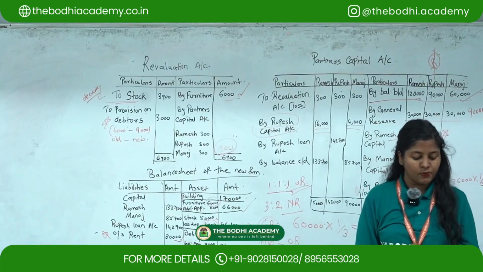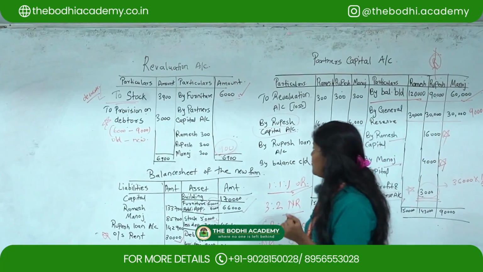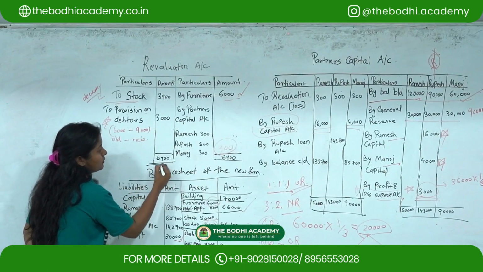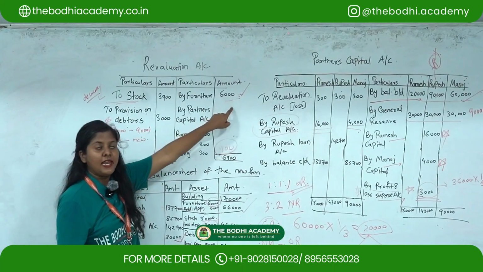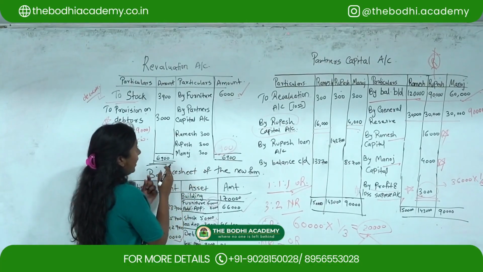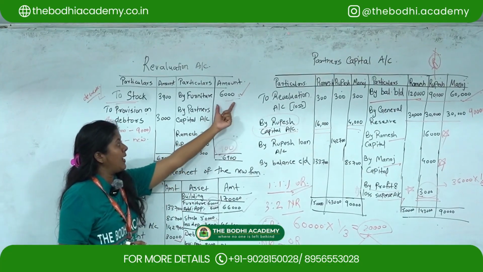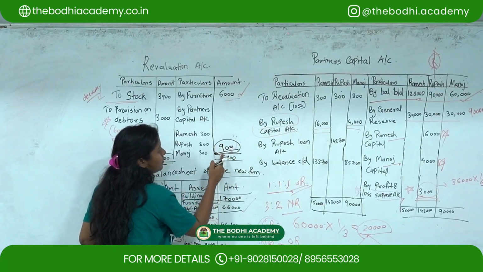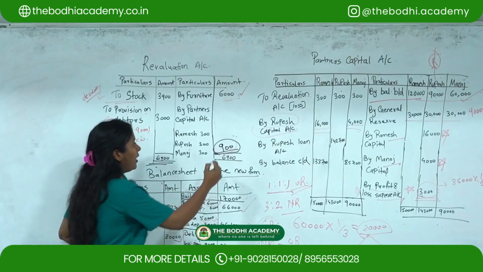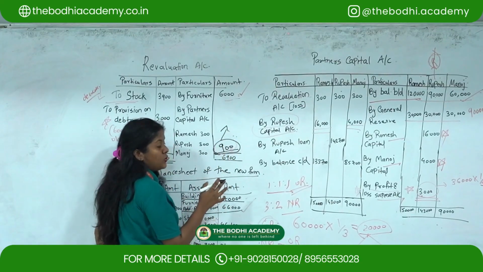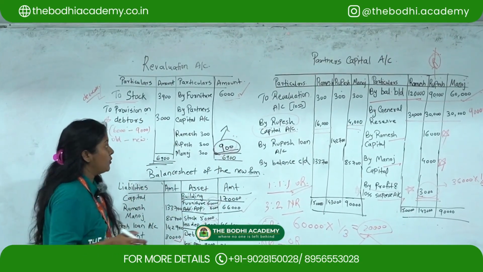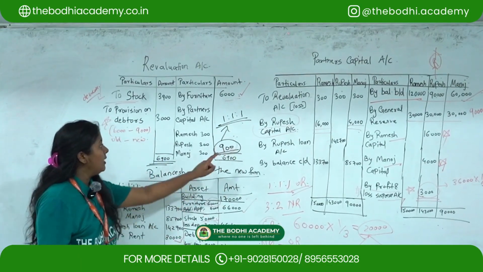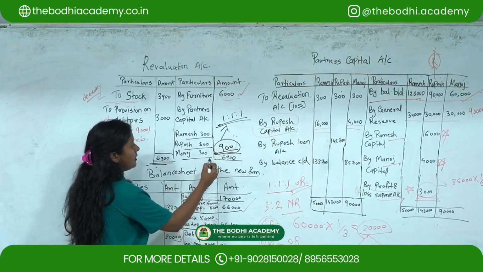This 900 you have to distribute in the ratio, which is 1:1:1. I am getting the larger balance, 6,900, and this side is less, which is 6,000. So 6,900 minus 6,000 gives me 900. Now this 900 you have to distribute with the old ratio. Always we distribute with the old ratio, and here the old ratio is 1:1:1, which will give you 300, 300 and 300.